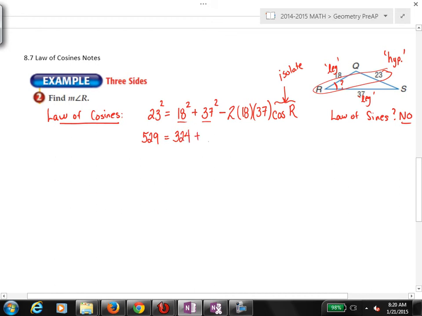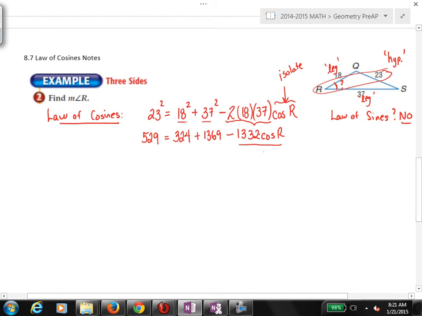What's 18 squared? 324, plus 37 squared. And then just be careful here. I'm going to do this in my calculator: minus 2 times 18 times 37. So minus 1,332. Notice how this term right here has the times cosine of r attached.